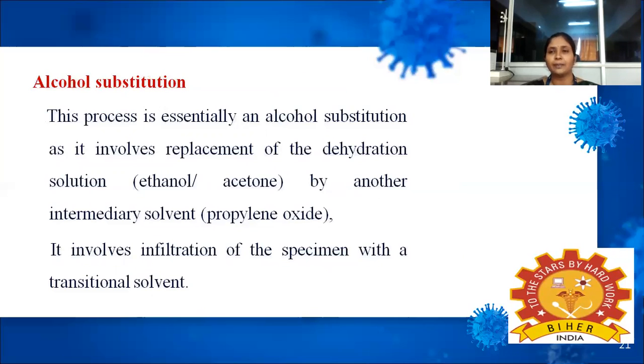Next is the alcohol substitution. It involves the replacement of the ethanol or the acetone by another intermediary solvent, that is propylene oxide. Propylene oxide is used in a step-by-step manner to remove the acetone that has been used in the secondary fixation process. This helps in the infiltration of the specimen with the transitional solvent and the removal of the other solvents.